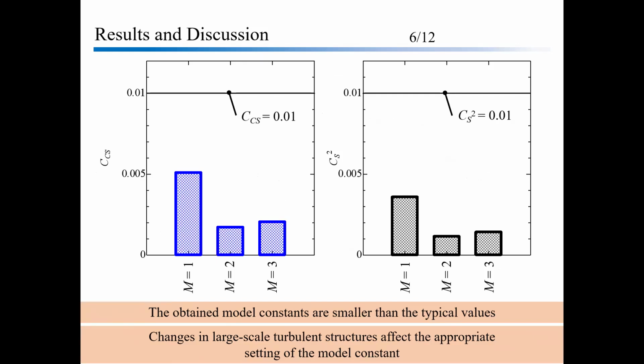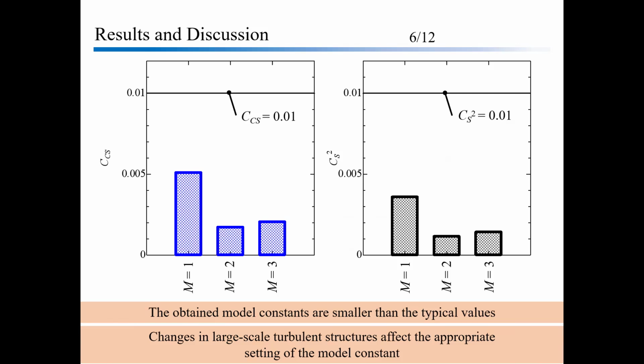Figure 2a compares the optimized model constants value at each external force of the coherent structure model with the reference model constants value. Figure 2b compares the squared value of the model constants obtained by optimizing the Smagorinsky scheme model value for each external force with the squared value of the reference model constants value. For both model constants, the value of the model constants at m equal 1 are the largest, and the difference in the value of the model constants between 2 and 3 is small.